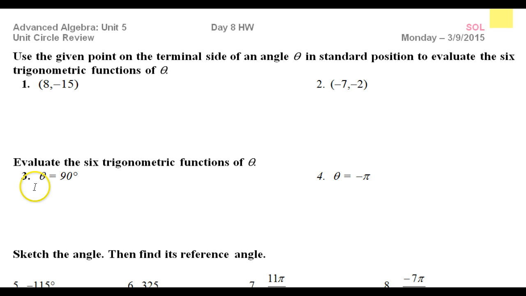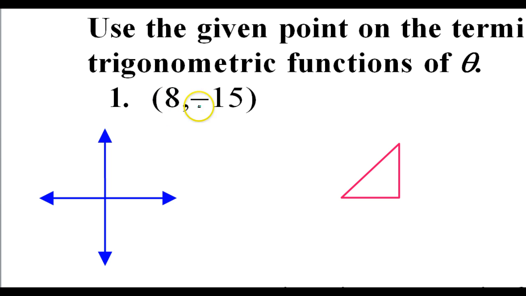Let's do problem number 1. We are given this point on the terminal side of angle theta, and we're supposed to find all 6 trig functions of theta. Of course, the initial side is always the positive x-axis, so that's going to be here. Now, the point 8 comma negative 15, this is my x and y, so that's over 8 and down 15. So that point is going to be somewhere here. So this is the point 8, negative 15. That means the terminal side is like that.